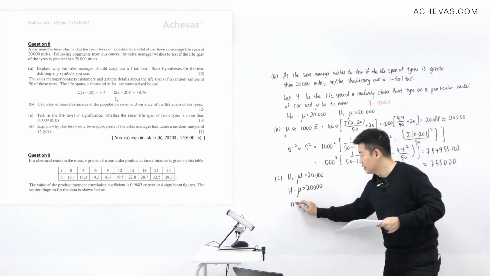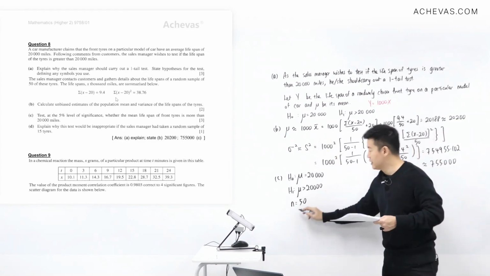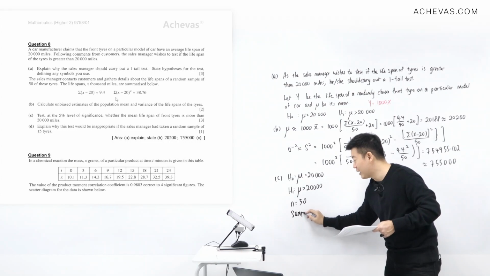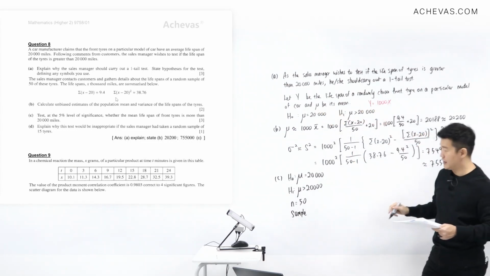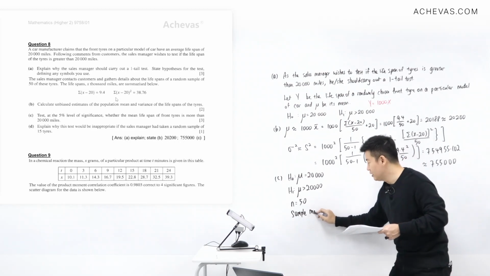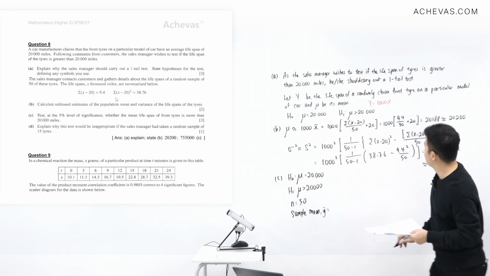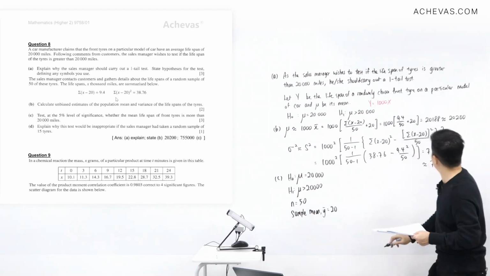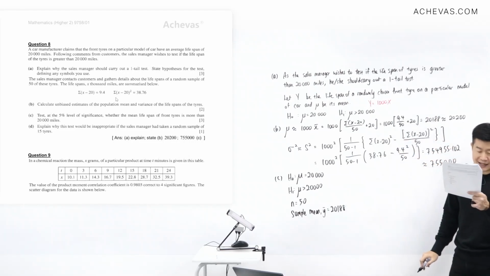The sample is for a sample size of 50, and the sample mean, I'm going to write this as y bar, because we are looking at y, which is going to be 1000x. This is going to be what we have just calculated, so it is going to be 20188. We need the test statistics.